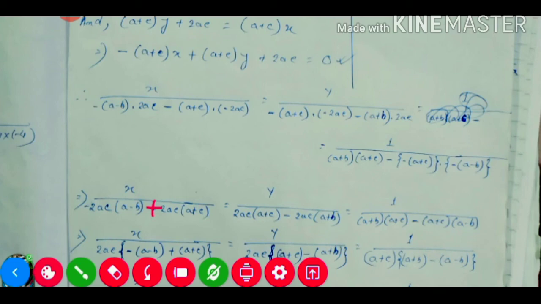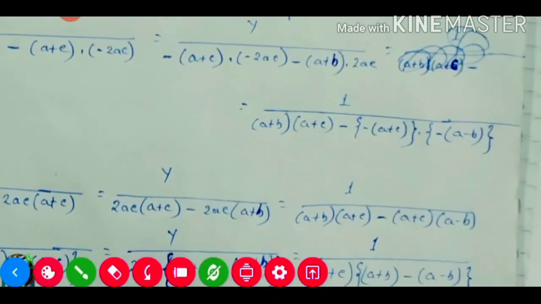Plus 2ac into (a plus c). Similarly here it is minus, here also minus, so minus minus will be plus. This one minus 2ac and this minus, so minus minus will be plus 2ac into (a plus c). And here it is minus, and before these two there are no minus terms, so minus will remain. So minus 2ac into (a plus b).